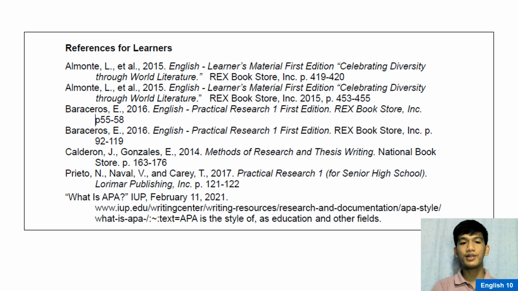Here is an example of a list of references which are actually used in the module of the 4th quarter for English 10. So in this list of references or sources of information, the style used is the APA, or the American Psychological Association style or format.